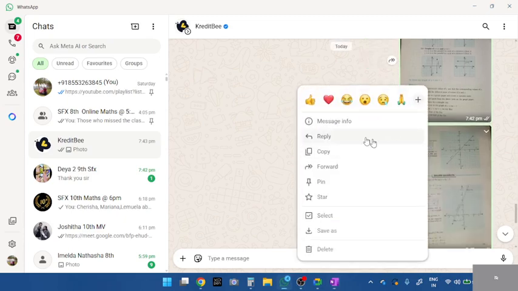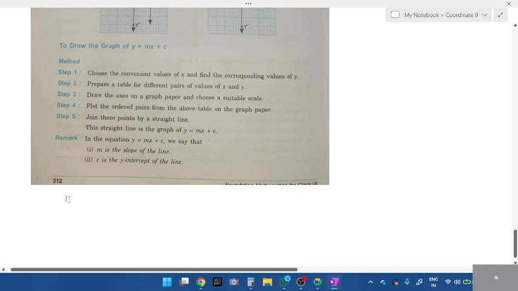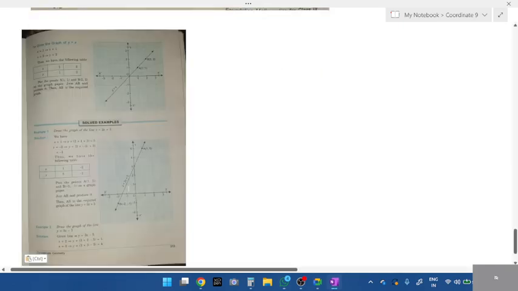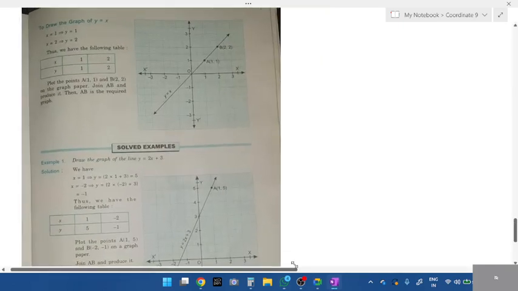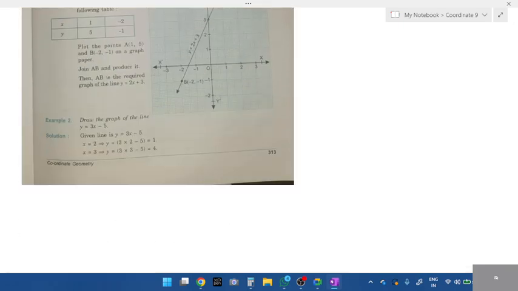Okay, next exercise, students. This is the trial method. We need to plot on the graph. Solve the question and plot on the graph. I'll explain using worked out examples.